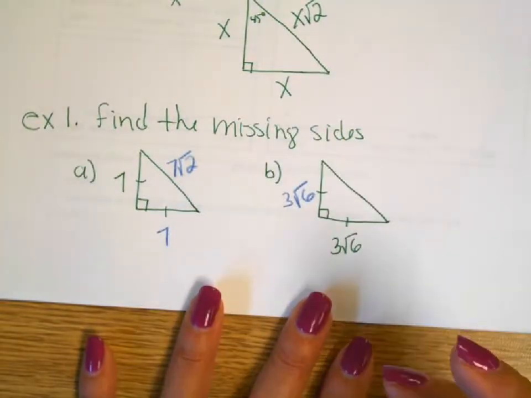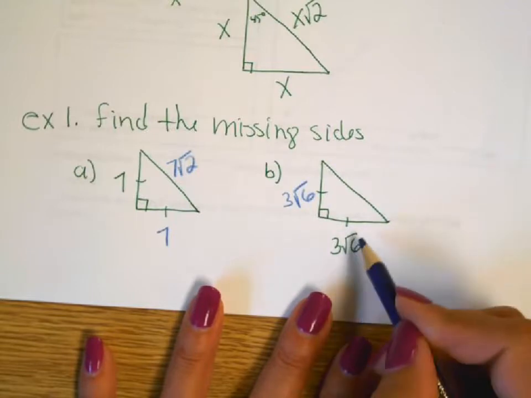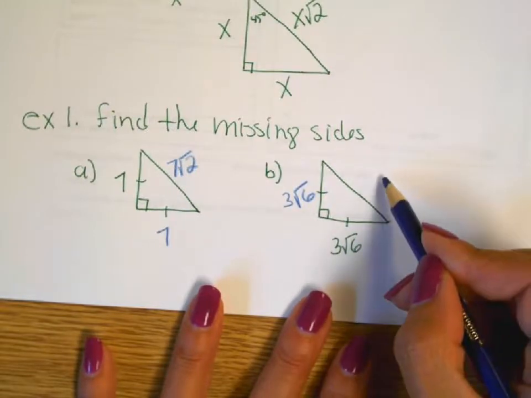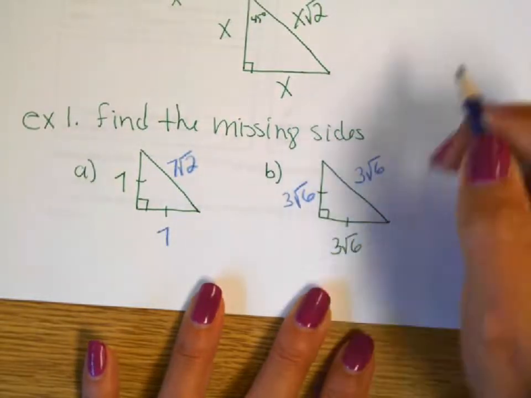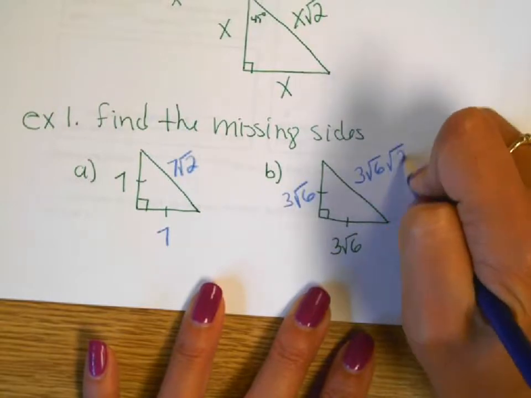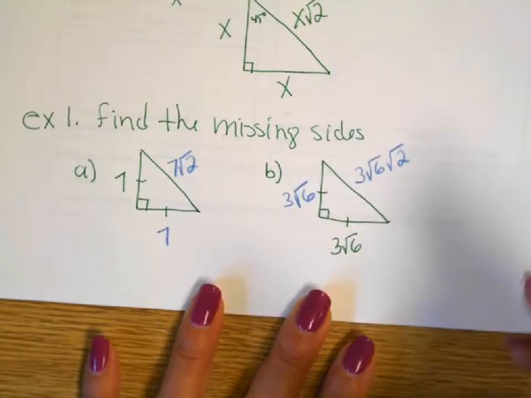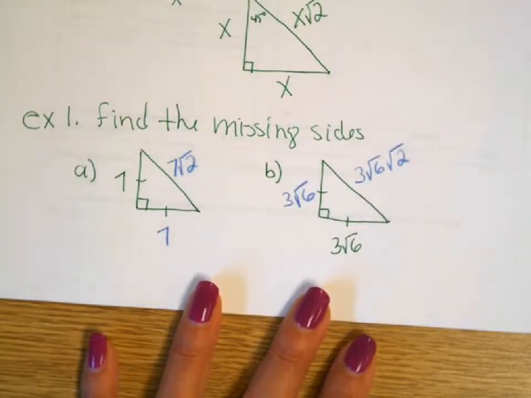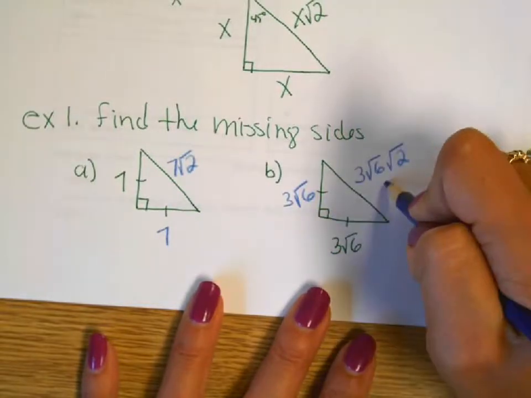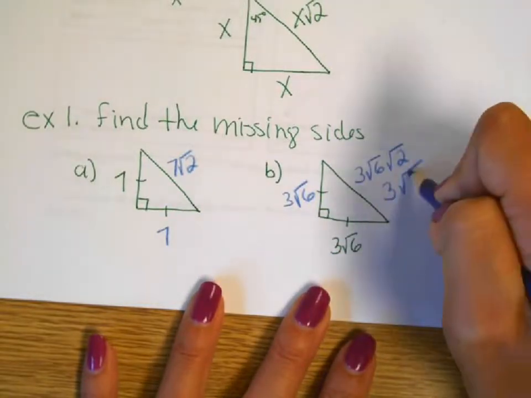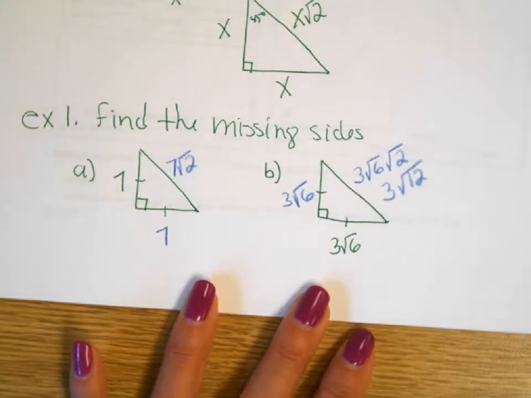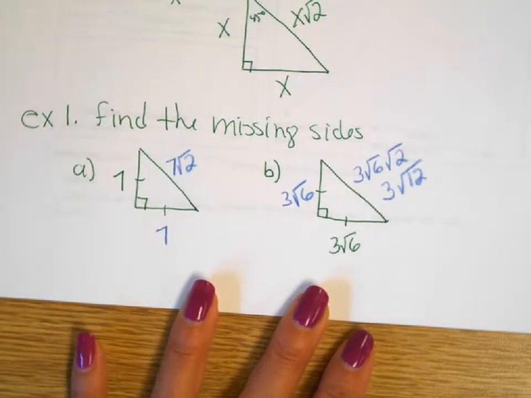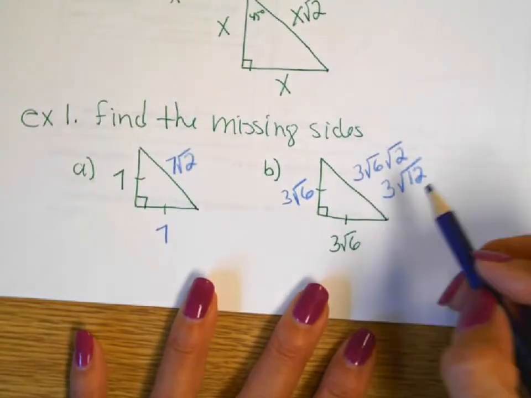Okay. So the process doesn't change though. Even though this is ugly, what did we do to get from the leg to the hypotenuse? Multiply by the square root of 2. So we would have 3 square root of 6 multiplied by the square root of 2. What's allowed to multiply? The square root. So we would have 3 square root of 12. Does the square root of 12 simplify? Unfortunately, yeah. So we got a little more work to do.